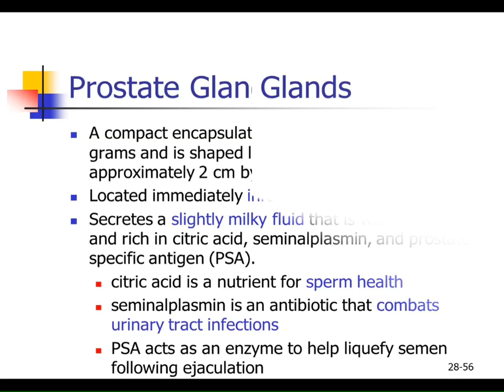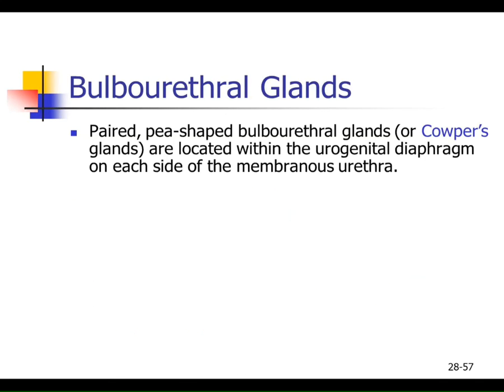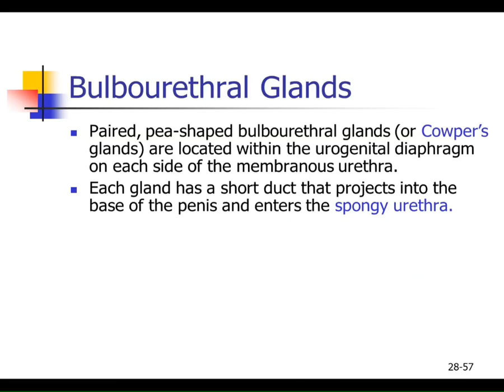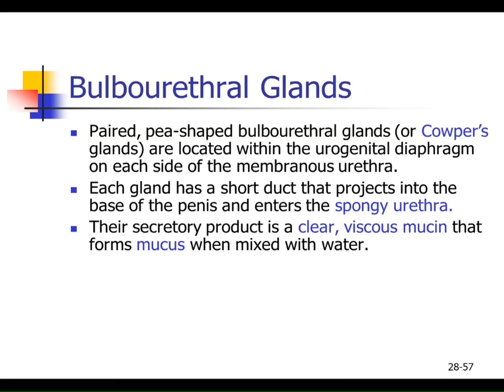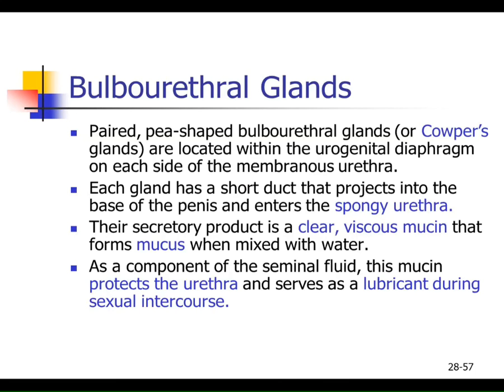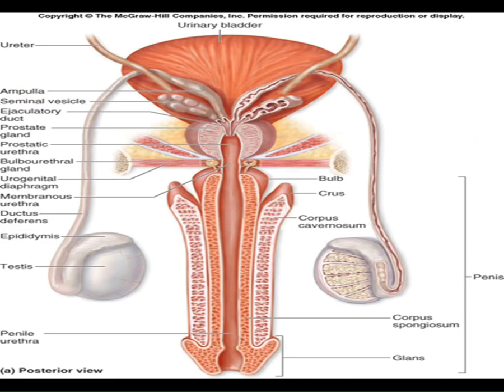And then finally, the bulbourethral glands are going to release pre-ejaculatory fluids. It's going to be a clear mucousy solution which is going to help cleanse the urethra of the acidic urine as well as provide lubricating fluids. Remember that the vaginal vestibular glands are the homologous structure to the bulbourethral glands.